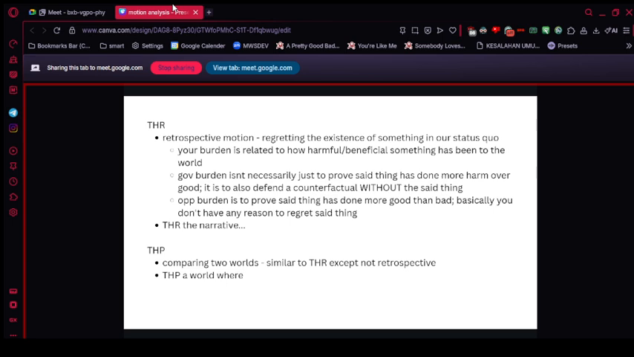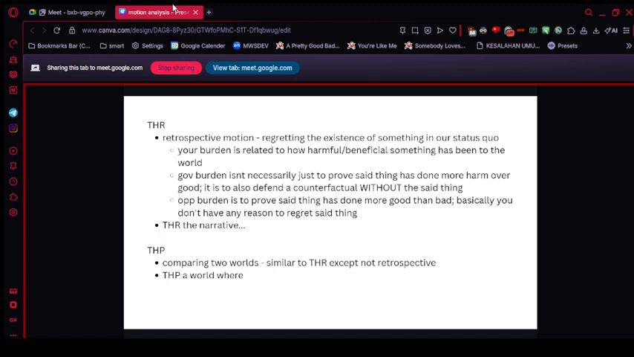Your burden is about the narrative, not about the idea itself, like proving whether or not it's true or false. So you need to be able to understand the difference between a this house regrets the narrative versus a this house believes that or this house supports, and also this house supports versus this house supports the narrative. They're very different things, right?